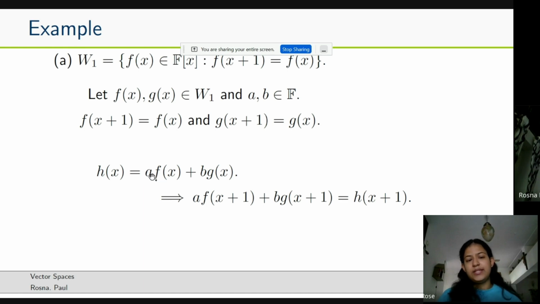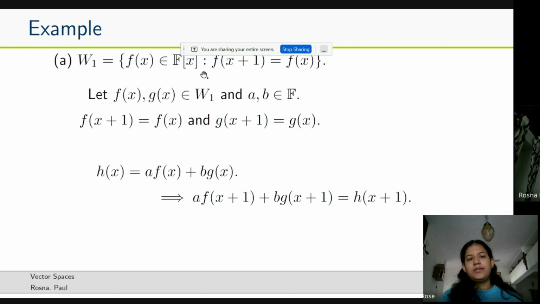For that, h of x is just a times f of x plus b times g of x. We know that f of x is the same as f of x plus 1, so you can replace it with f of x plus 1. And g of x can be replaced by g of x plus 1, which will give you h of x plus 1. So here h of x is the same as h of x plus 1, which is what we have here. So it satisfies this condition, so it is closed under addition and scalar multiplication.